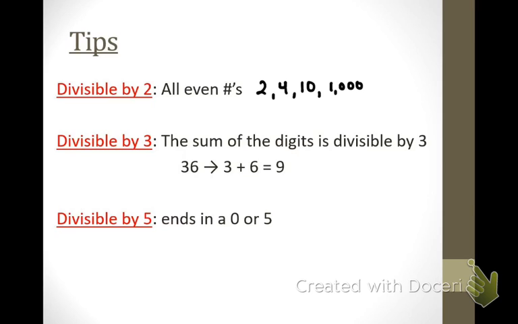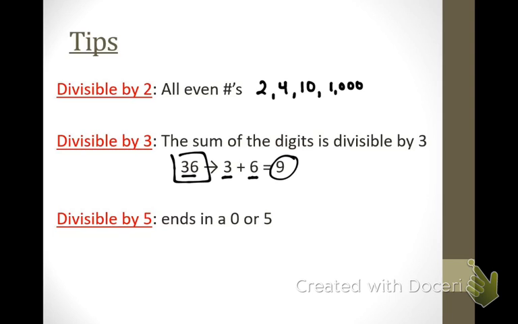Divisible by 3. The sum of the digits is divisible by 3. So let's say that I have the number 36. Okay, so what you do is you break it up. 3 plus 6. What is 3 plus 6? 9. Okay, can a 3 go into a 9? Yes, 3, 6, 9. It goes in 3 times. So you know just by that the number 36 is also divisible by 3.